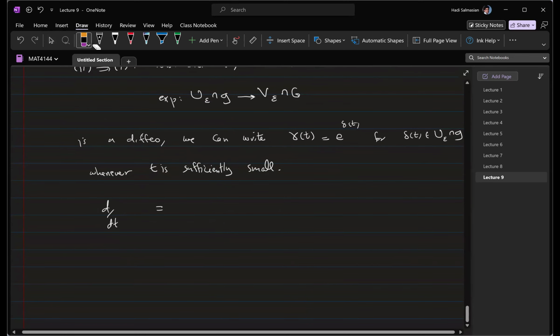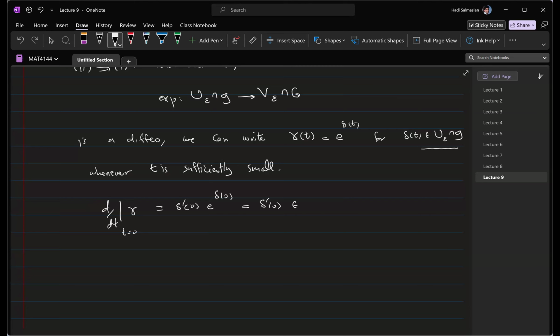Based on my previous convention, maybe I should write at t equal to 0 here. So what is this? We're looking at this formula. This will be delta prime 0 e to the delta 0. But delta 0 is identity, so this is just delta prime 0. But delta has image only in the subspace. Remember, we talked about it. If you have a curve with values in a subspace, its derivative will also lie in that subspace.